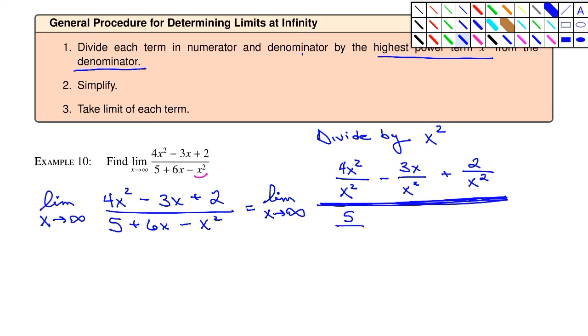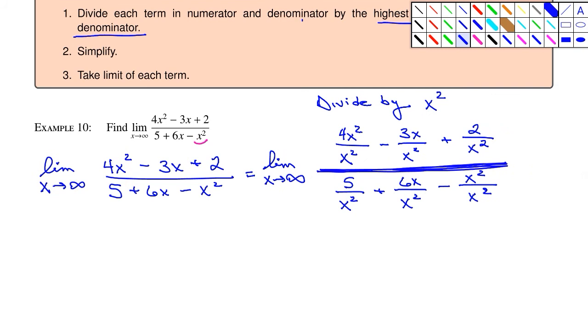5 divided by x squared, plus 6x divided by x squared, minus x squared over x squared. Now, we might want to ask, why can we do this? And the answer is because you're technically dividing or multiplying, however you want to think about it, by 1. Because I'm not doing it in just one part of the fraction, I'm doing it in both parts of the fraction. So in essence, I'm dividing by x squared in both the numerator and the denominator, which is a factor of 1. So it doesn't change the problem at all.